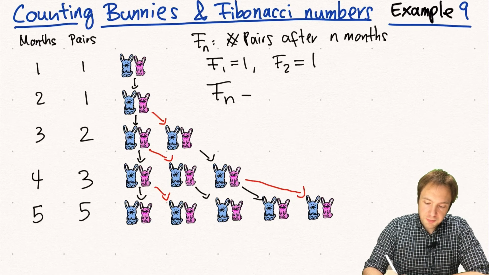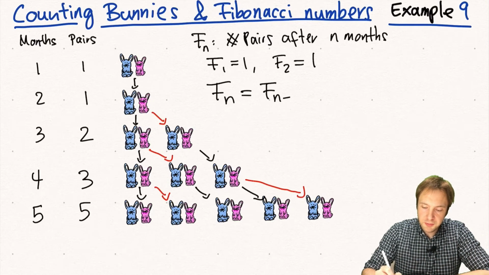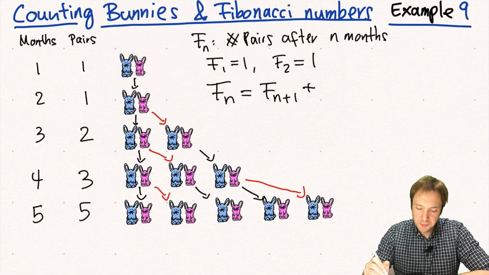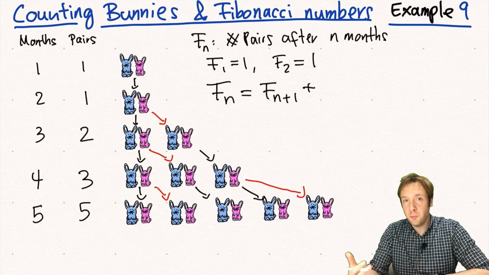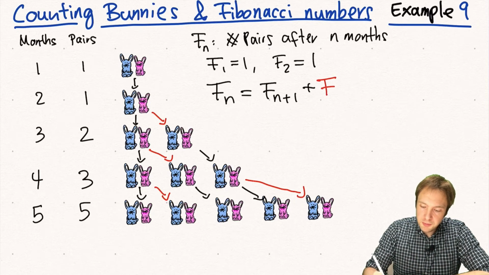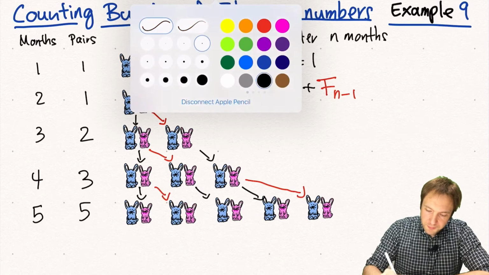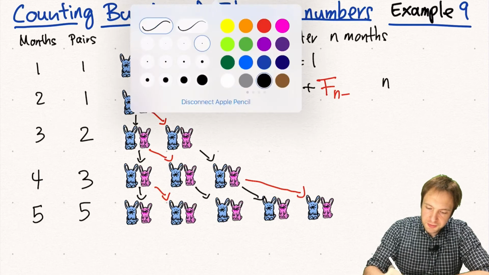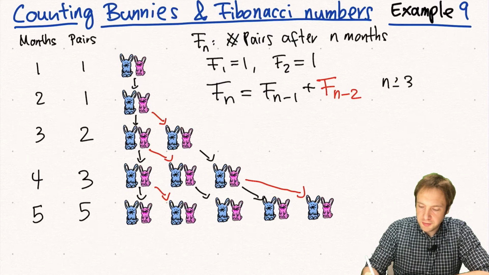in the nth month, I always have those coming from the month before, so the survivors, but then I also have the kids coming from those who are old enough, and old enough means they are older than 1 month, so they are the number of bunnies from 2 months before, so it's Fn minus 1. And here, of course, I mean minus 1. So and this is for, and here minus 2, sorry. And this is for n greater or equal to 3.